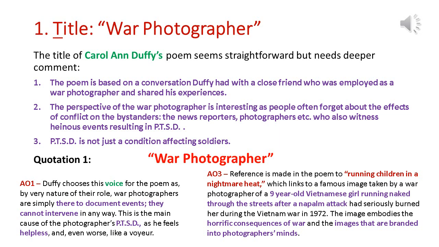With assessment objective 3, the reference in the poem to running children in a nightmare heat links to a famous image that was actually taken by a war photographer of a 9-year-old Vietnamese girl running naked through the streets after a napalm attack in 1972. So that image embodies the horrific consequences of war, and these are the types of images that are branded into the photographer's minds.